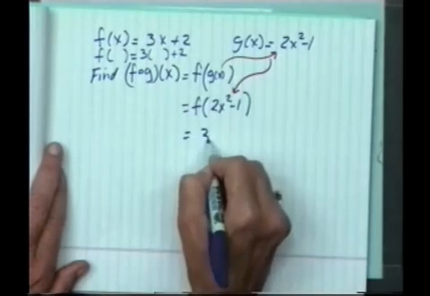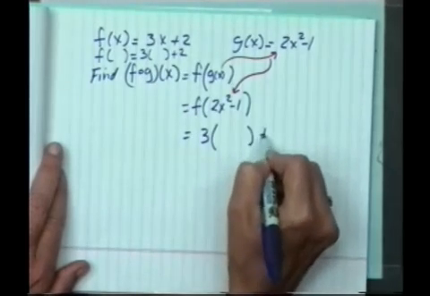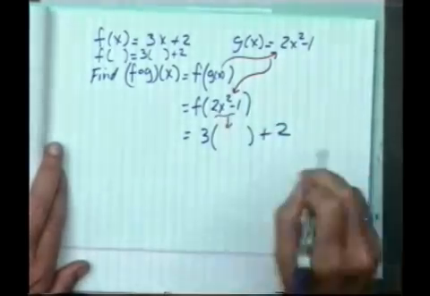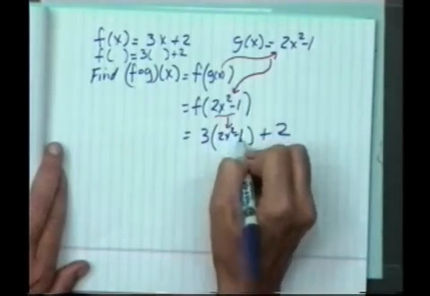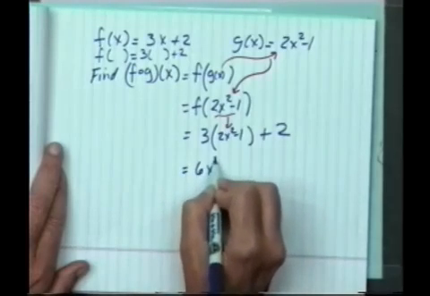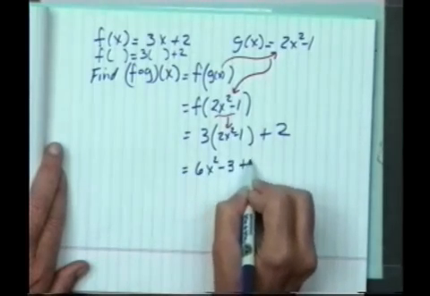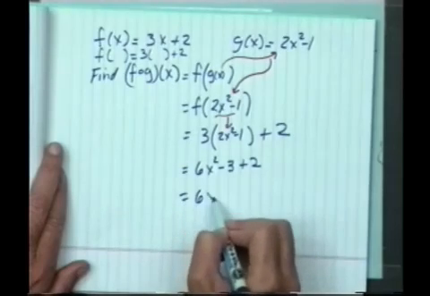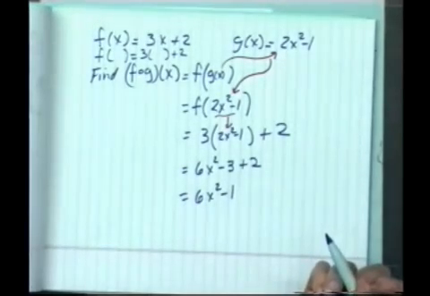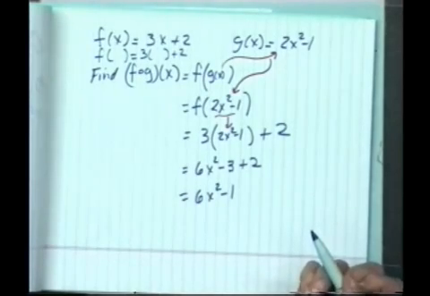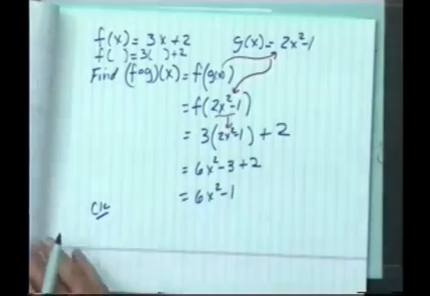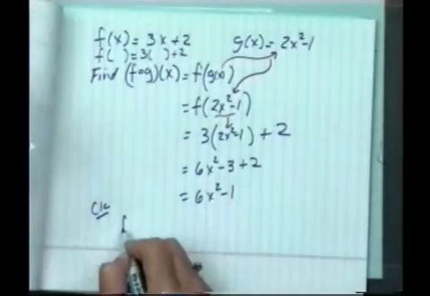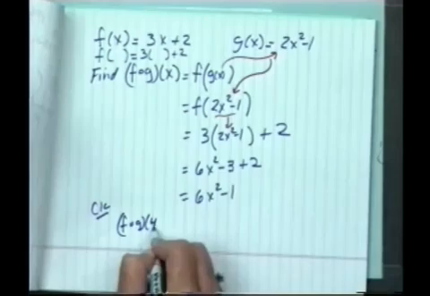So we will have 3 times, and this is going to go into here, 2x squared minus 1, which is 6x squared minus 3 plus 2, which is 6x squared minus 1. Okay? Now let's just do a check from the previous problem. The previous problem said evaluate f at g at 4.